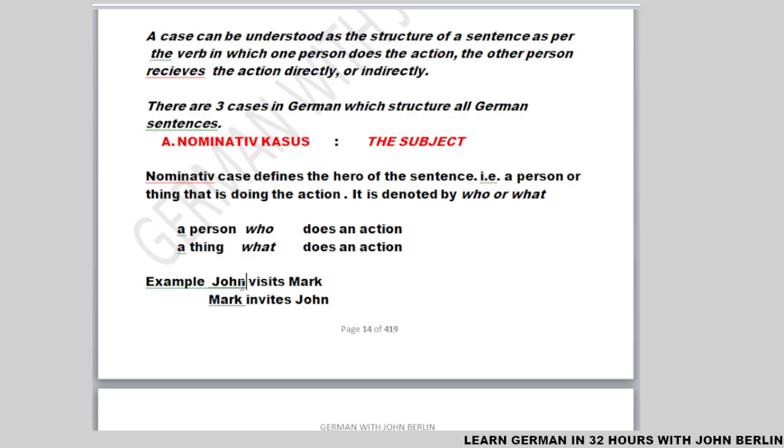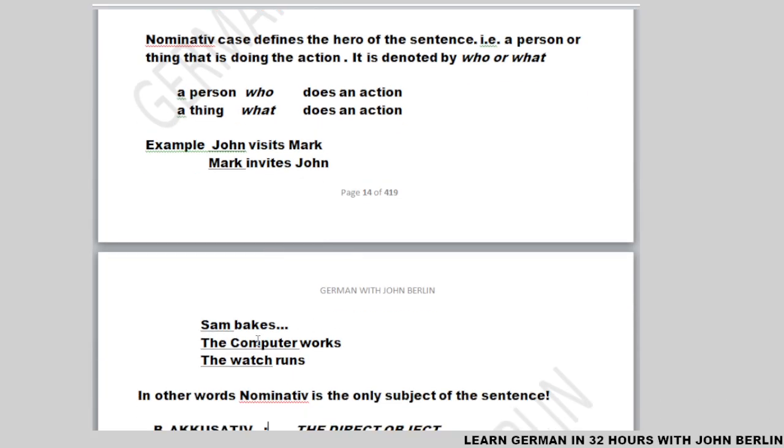Either way, it's easy to find. It's the word which is written with a verb. Or you could ask the question who, or even what. For example, what works slow? The computer works slow. Or what runs fast? The watch runs fast. So either way, who or what can help you identify the subject in any sentence. So that is what your nominative case is. Very simple, isn't it? All you need to do is find out the subject.